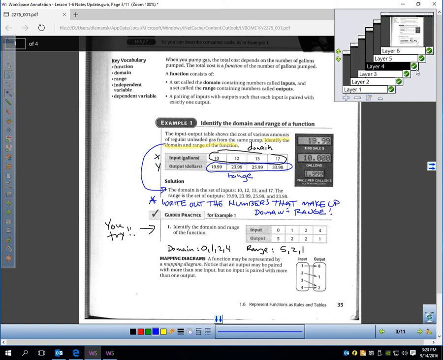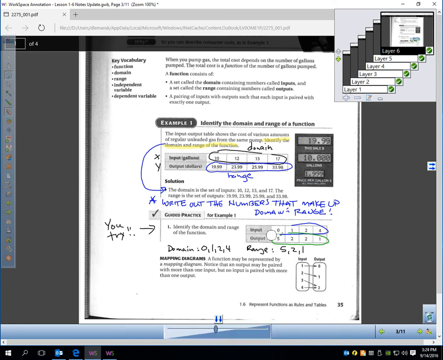Here's what you should have come up with. Your domain is right here, and you would write it out: 0, 1, 2, 4. Your range, it's right here. You would write it out: 5, 2, 1. Since 2 is used twice, you don't have to write it twice.